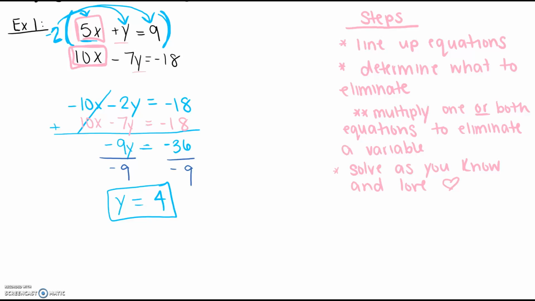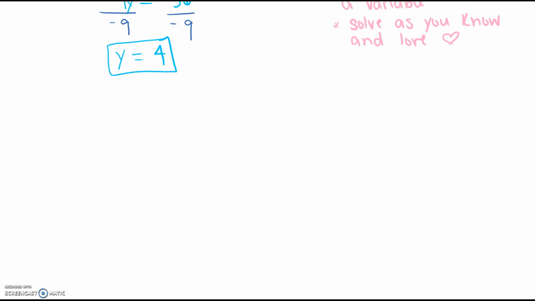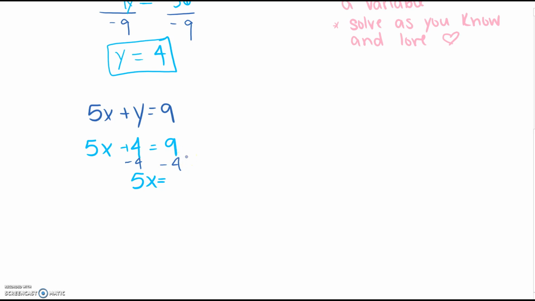Okay, so going back, we know that y equals 4. So what I'm going to do is substitute this into one of my equations. I'm going to choose the first one, which is 10x. Oh, just kidding, that was the second one. Which is 5x plus y equals 9. Okay, so I've got 5x plus 4 equals 9. So 5x equals 9 minus 4. That's going to give me 5. And then if I divide both sides by 5, x equals 1.